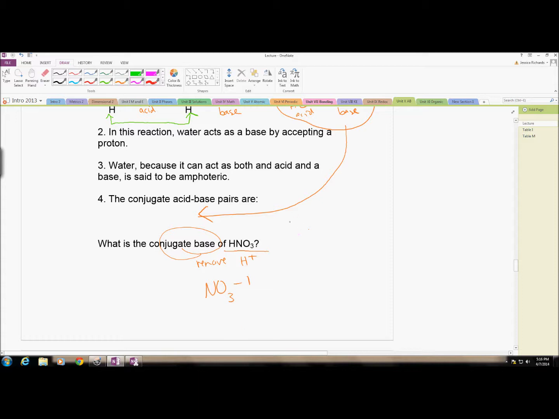Just remember, to get the conjugate base, remove an H plus. To get the conjugate acid, add an H plus. And that wraps up Lecture C.